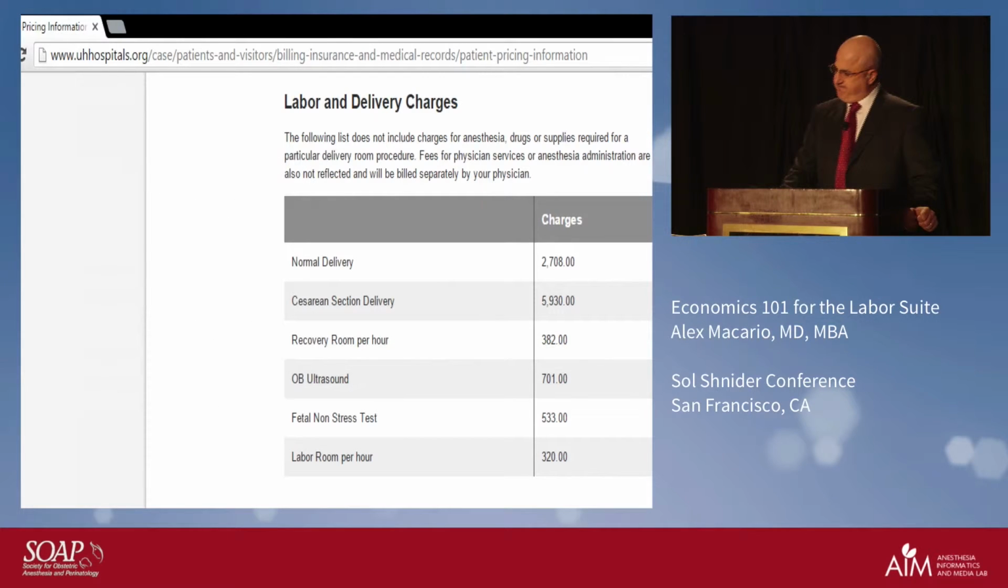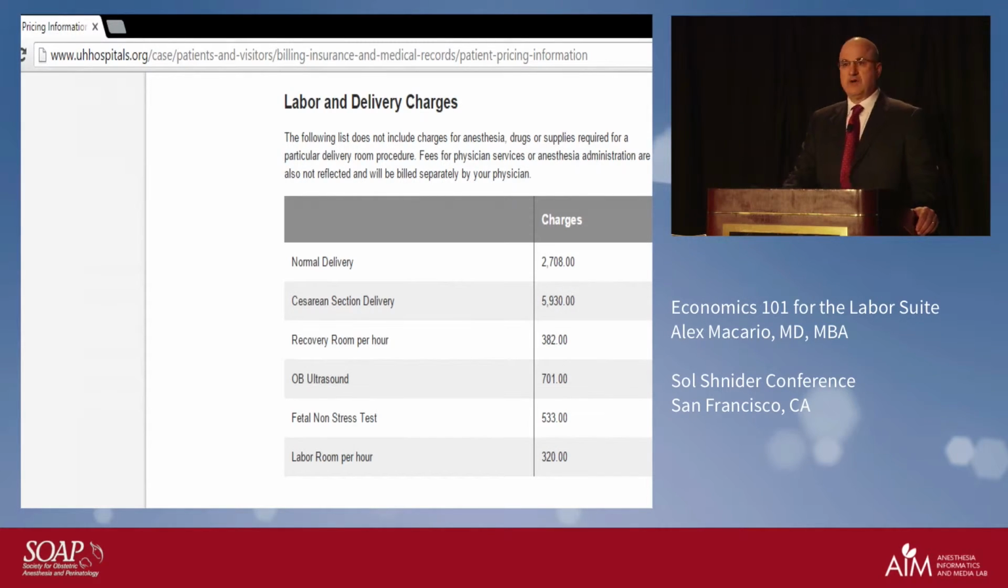This is the same hospital, and these are the labor and delivery charges. What do they charge for a normal delivery? And at this hospital, it's $2,700. And that does not include lots of other things, such as if the OB does an ultrasound, that's $701. Fetal non-stress test is $533. And the charge to the patient, as it appears on the hospital bill, for an hour in the labor room before they go to the operating room is $320. So these numbers can add up pretty fast if the patient's in the hospital for an uncomplicated delivery.